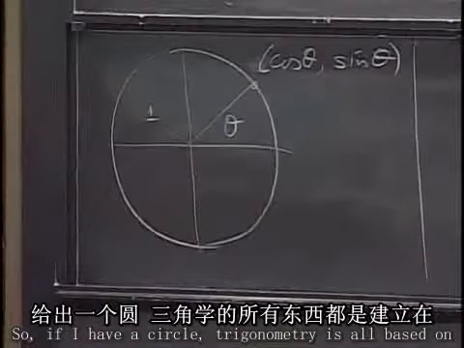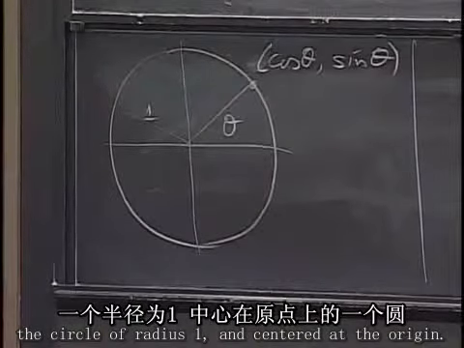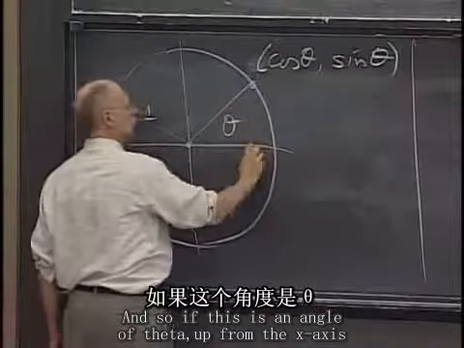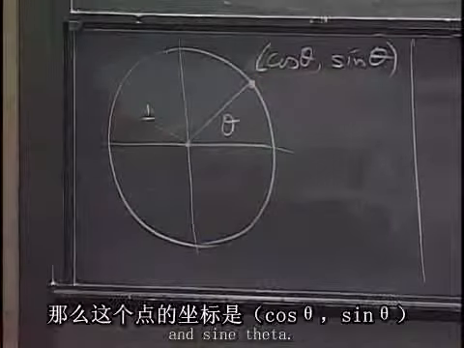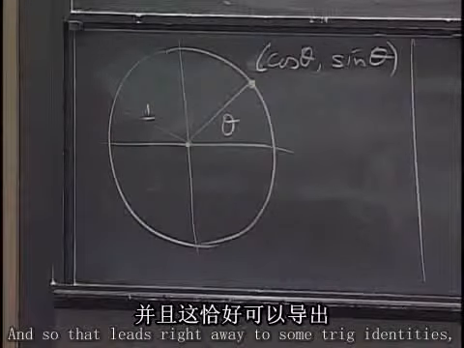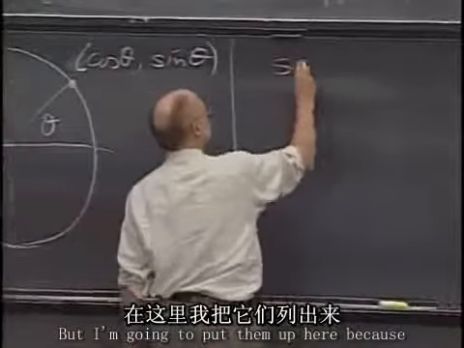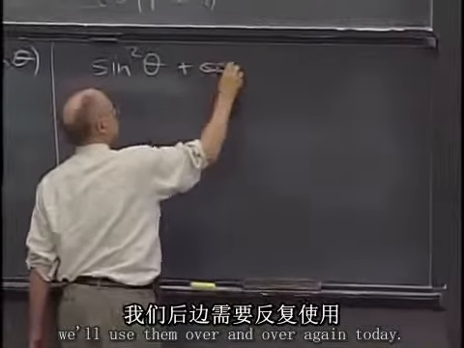So if I have a circle, all trigonometry is based on this circle of radius 1 centered at the origin. And so if this is an angle of theta up from the x-axis, then the coordinates of this point are cosine theta and sine theta. And so that leads right away to some trig identities, which you know very well, but I'm going to put them up here because we'll use them over and over again today.